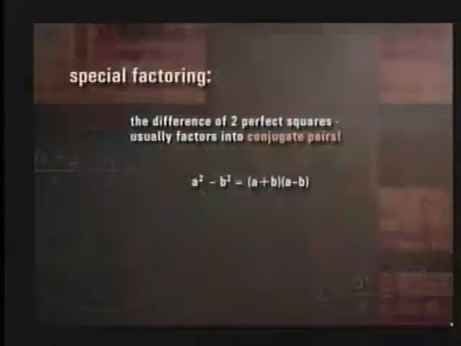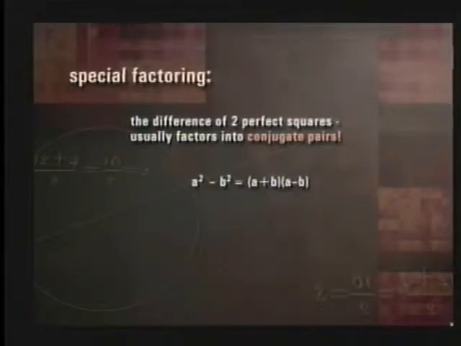All right, go on to the next graphic. We're going to do some more special factoring here, and the next category of special factoring is what is called the difference of two perfect squares. And these usually factor into conjugate pairs. I want you to write that word down, conjugates, C-O-N-J-U-G-A-T-E, conjugate pairs. The conjugates are going to be your friend, believe it or not, later on in the course.